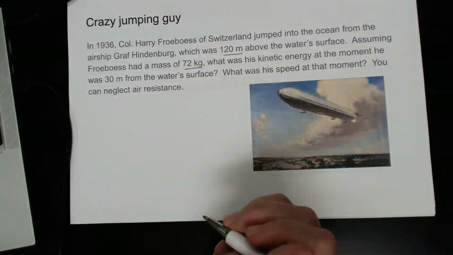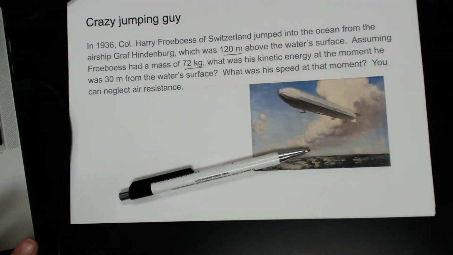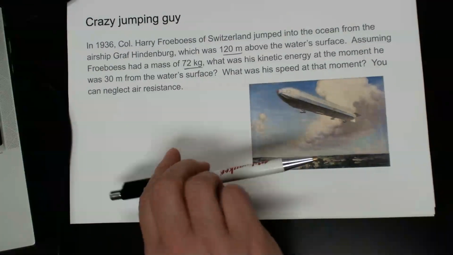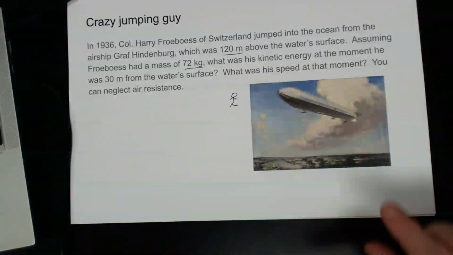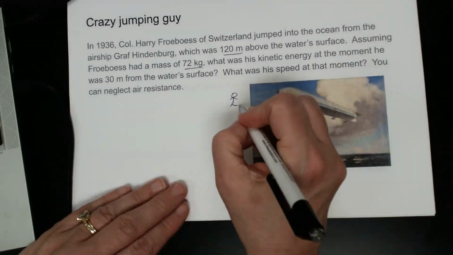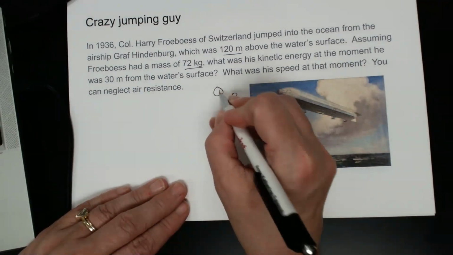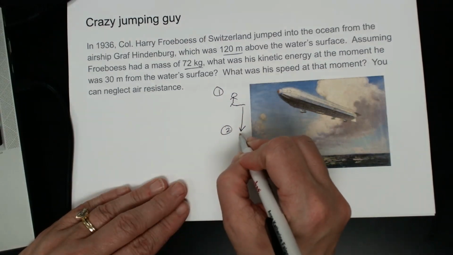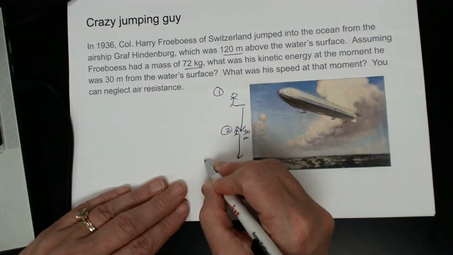We're given his mass. We want to know what his kinetic energy was when he was 30 meters from the water surface. And then also, what was his speed at that moment? Okay. So his beginning point is where he's jumping into the ocean from this airship, perfectly good airship, I guess. And then, so that's our first point. And our second point is where he's at a height of 30 meters. So now he's right here from the water.